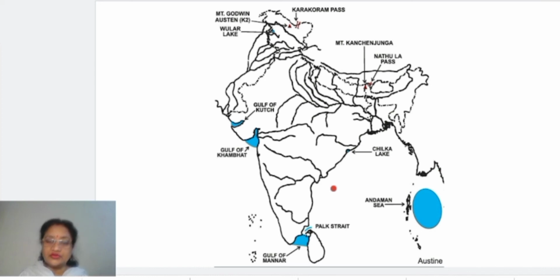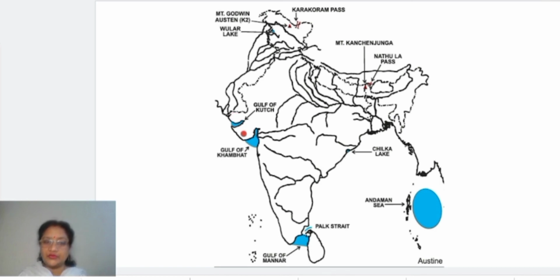Now let's talk about the various gulfs. There are three gulfs we have to mark in the map of India. Number one is Gulf of Kutch. You can see. The first gulf we have to mark is the Gulf of Kutch. This is Gulf of Kutch, the first one between the two peninsulas.